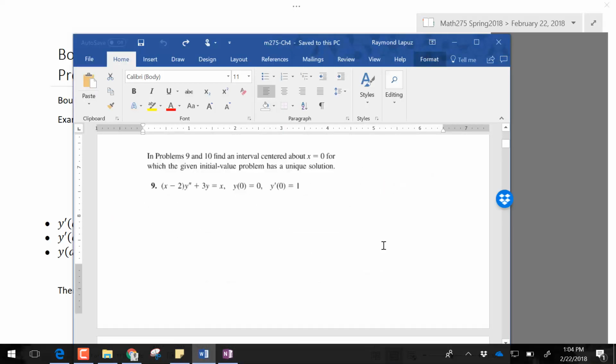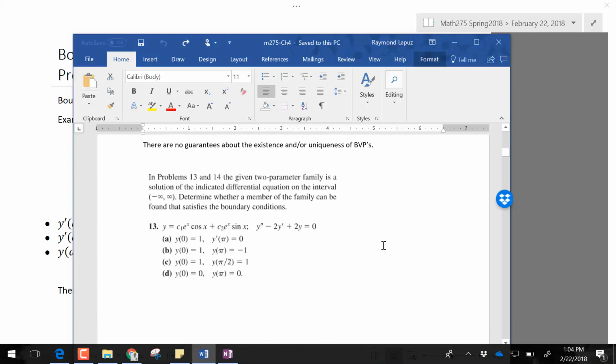Is there an example here? Oh, there's 4 parts to this. Oh, let's just do 1 or 2.